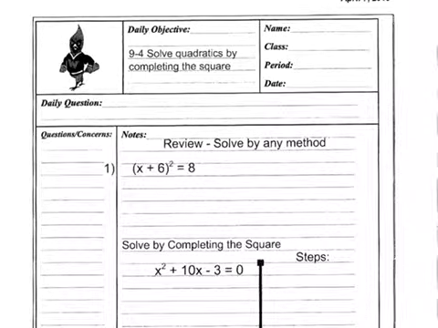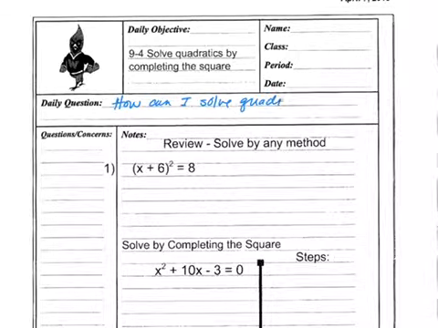Here's your notes for section 9.4, solving quadratics by completing the square. Our essential question today is going to be, how can I solve quadratic equations by completing the square?